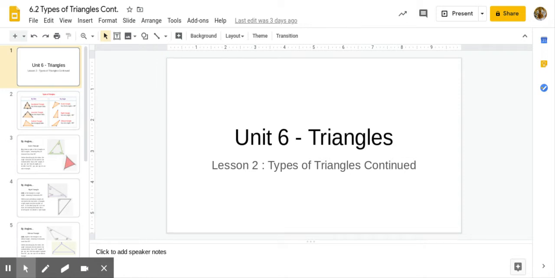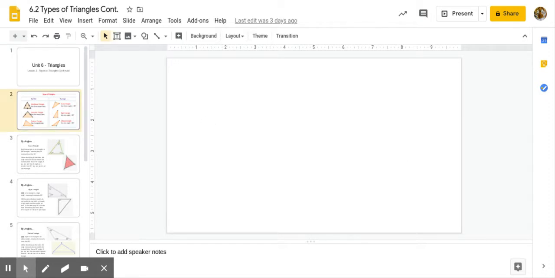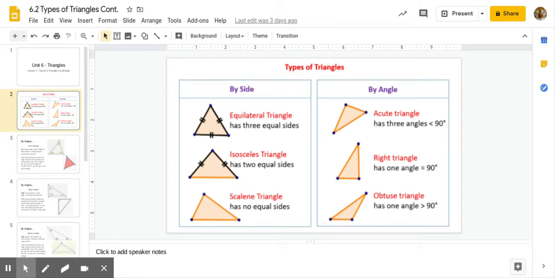Today we are looking at Chapter 6 about triangles, Lesson 2, types of triangles, and this is the second lesson about types of triangles. We already discussed the fact that you can classify triangles by sides, making an equilateral with all three sides the same, isosceles with two sides the same, and scalene where none of the sides are the same length. But we also have the option of classifying them by angles, and we're going to focus on that today. If all of the angles are less than 90 degrees, we have acute.